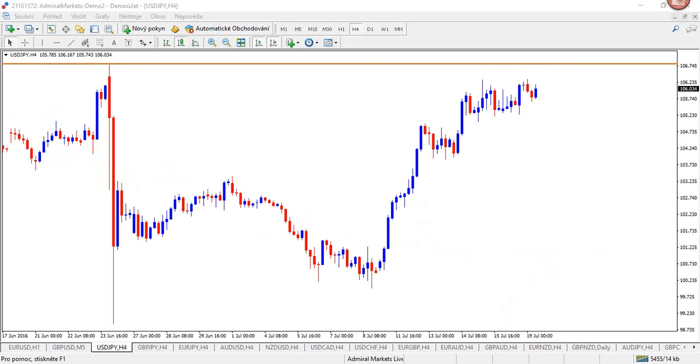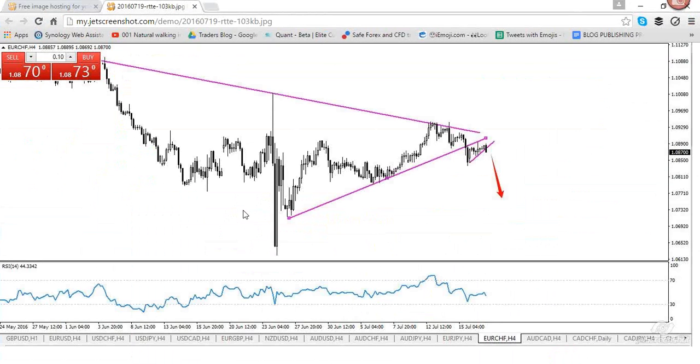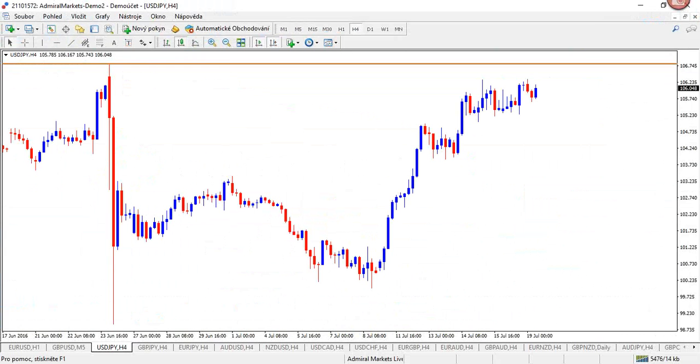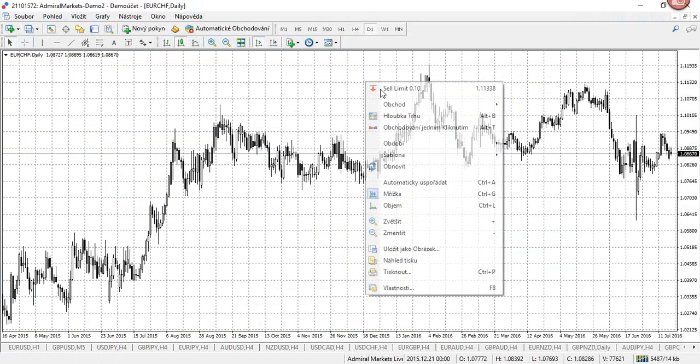All right, let's take a look at the Euro Swissy right now. Euro Swissy 4-hour chart, and we see price breaking support trend line. Kind of like the pound dollar in a certain way. We got a break of a bigger trend line, and we got a new trend line coming up here, as you can see. Let's take a look at that.